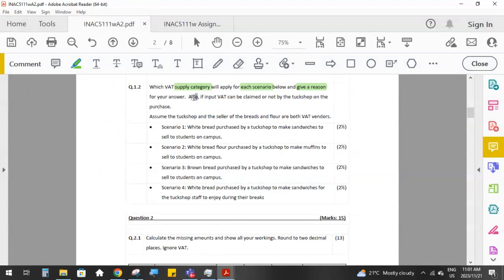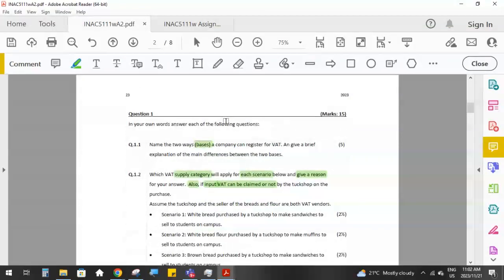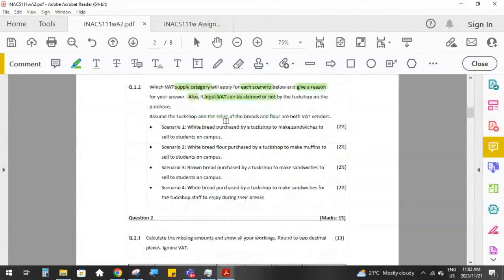Then also, please make sure, as I always say, to answer all parts of a question: if input VAT can be claimed or not by the tuck shop. So you had to state what VAT supplier category it belongs to, why you came to that conclusion, and whether input VAT can be claimed back by the tuck shop on this purchase or not. Because remember, this question is about a tuck shop, and they are buying products to use in their tuck shop.